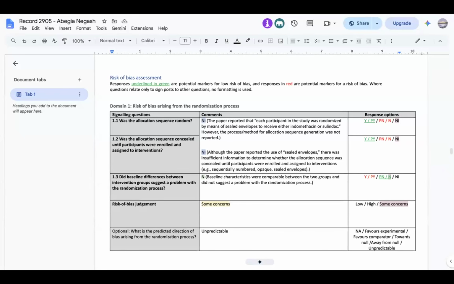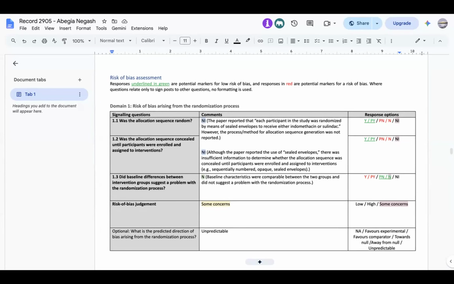Yeah, I think so. Okay, so for 1.2, we will go with NI. 1.3, did baseline differences between intervention groups suggest a problem with the randomization process? What did you say for 1.3? I said no. No? And does everyone agree with that? Yeah. Yes.